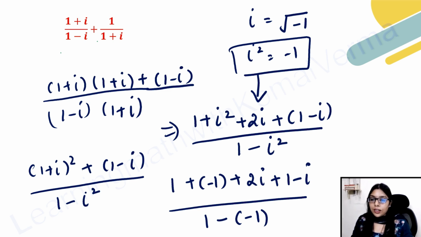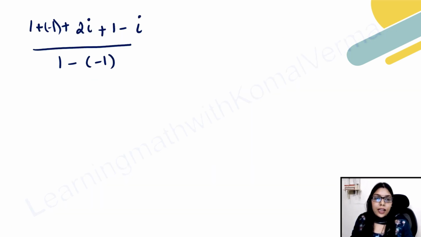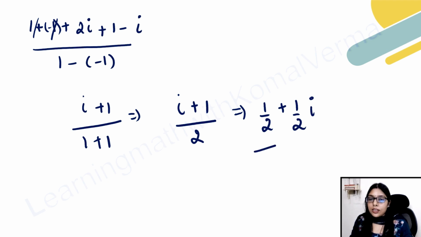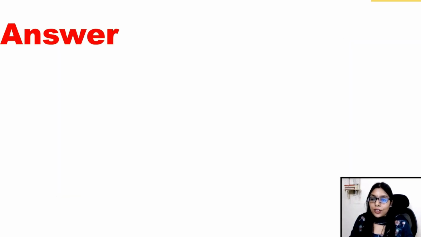After simplification we can write it as: 1 and -1 cancel out, and here it is 2i - i, which is i, plus 1, and in the denominator we get 1 + 1, so that is (i + 1)/2. After rearranging the terms we get 1/2 + (1/2)i. This is our answer. So the answer for this question will be 1/2 + (1/2)i.